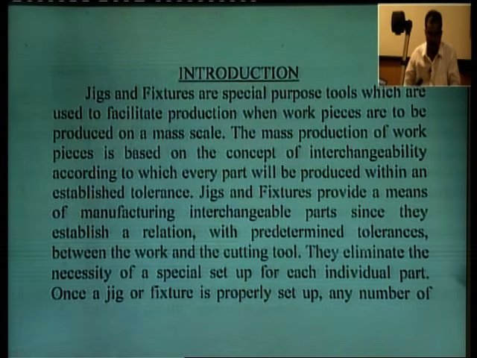When workpieces are to be produced on a mass scale, the mass production of workpieces is based on the concept of interchangeability, according to which every part will be produced within established tolerances. Jigs and fixtures provide a means of manufacturing interchangeable parts since they establish a relation with predetermined tolerances between the work and the cutting tool.